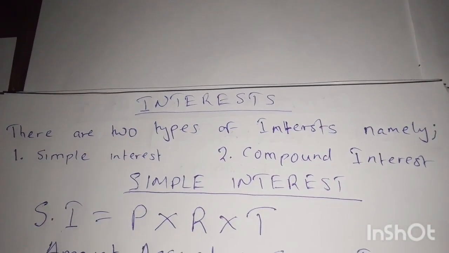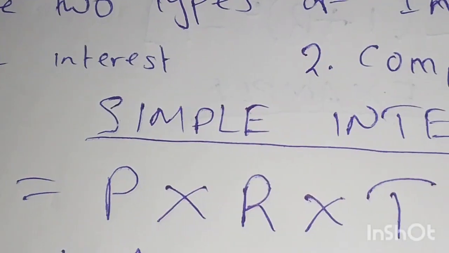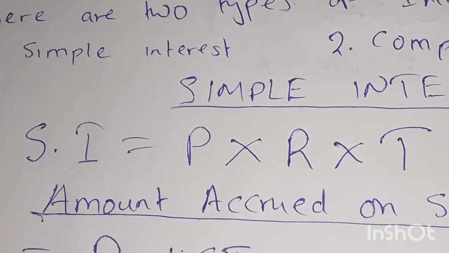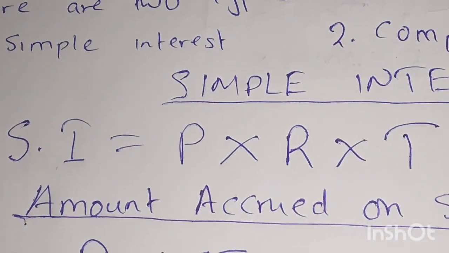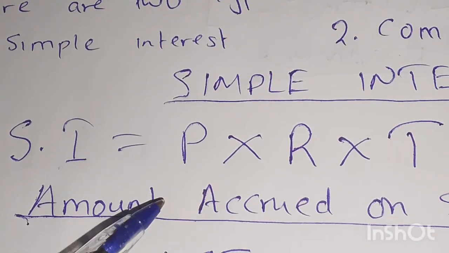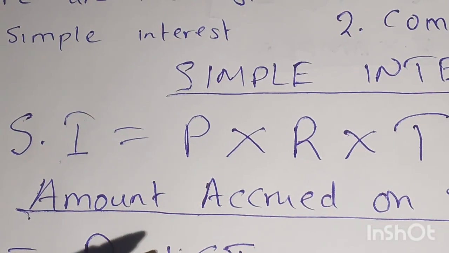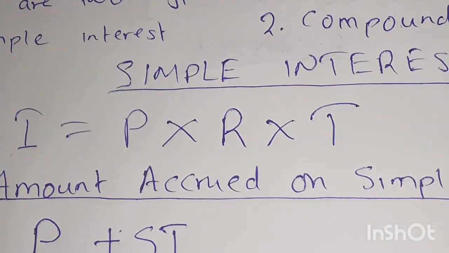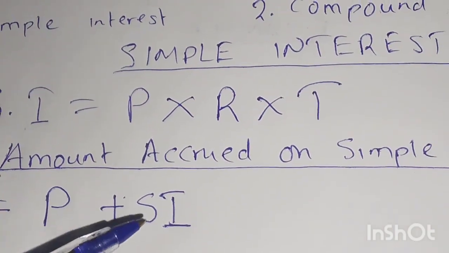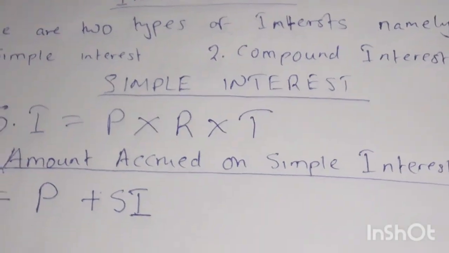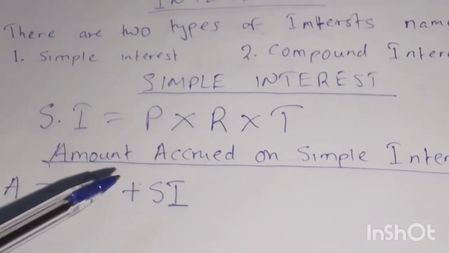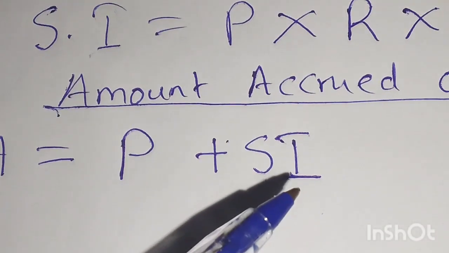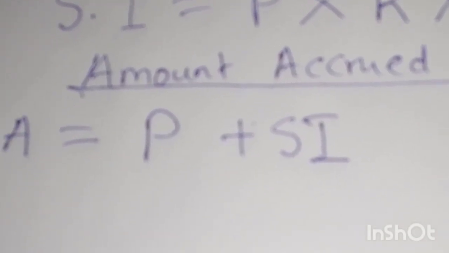To calculate simple interest, the formula is P times R times T, where P stands for principal, R for rate, and T for time. So simple interest is equal to principal times rate times time. Then what I'm interested in is not simply simple interest, but what is called the amount accrued on simple interest. To calculate it, the formula is principal plus simple interest.